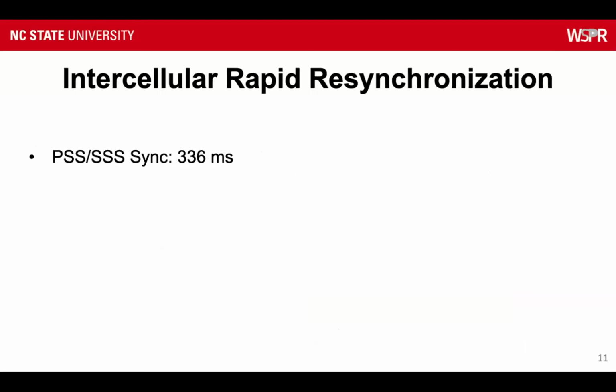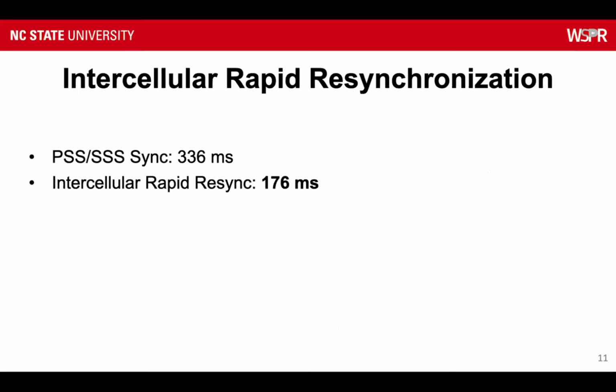I said that PSS and SSS-based synchronization takes 336 milliseconds. Our system, Intercellular Rapid Resync, cuts that down to just 176 milliseconds. It cuts it down by nearly half. And most of this time is spent just waiting for the radio to retune, which takes a significant amount of time. And because this is a time-based algorithm, we wanted to make sure that our system was stable.